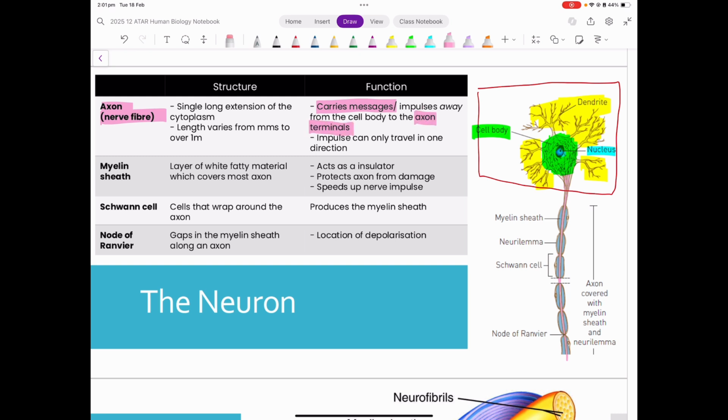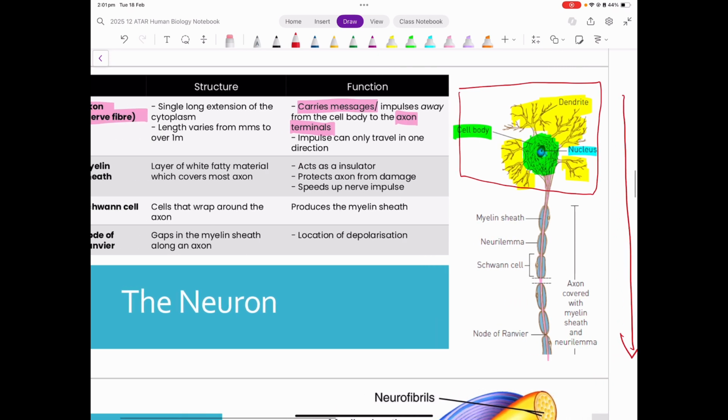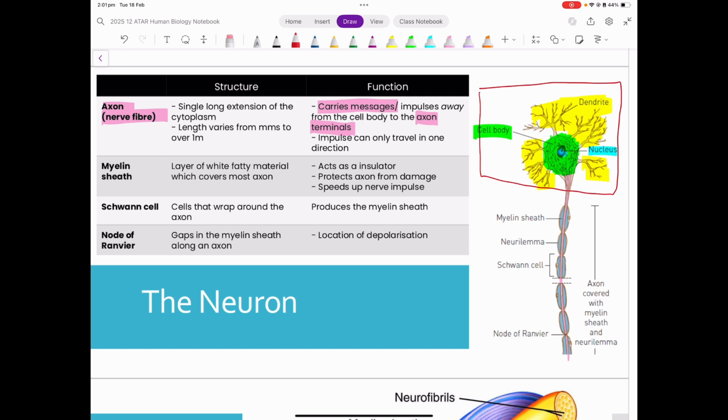Now, this impulse itself can only travel in one direction, meaning that when the dendrite receives the message and it passes it to the cell body and the cell body passes it to the axon, it's traveling in one direction. It cannot go from the axon backwards, it's traveling one way. So as we've now just traveled through the axon, you're probably wondering, what are these other cells involved? And these other cells make up a thing known as the myelin sheath.